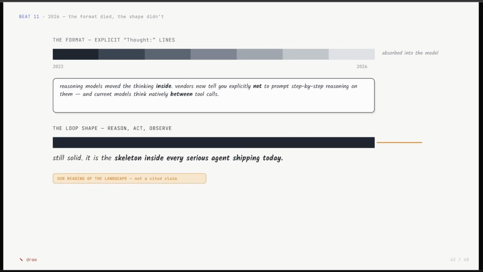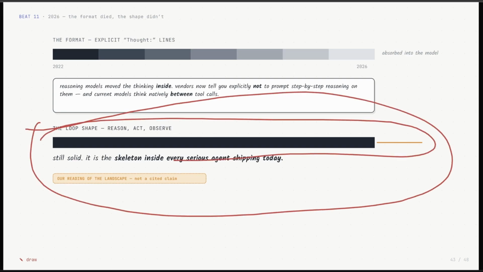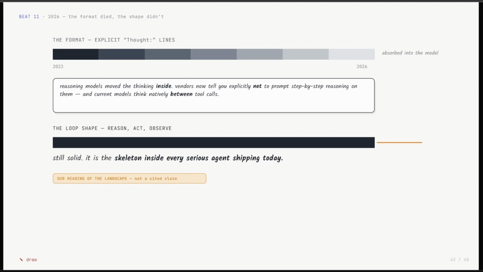The bottom row is the structure. Here we can see that if you look at the current projects, they're still using formats that look like the ReAct loop or very similar steps, especially in shipping and production. It brings a lot of stability to your agents.